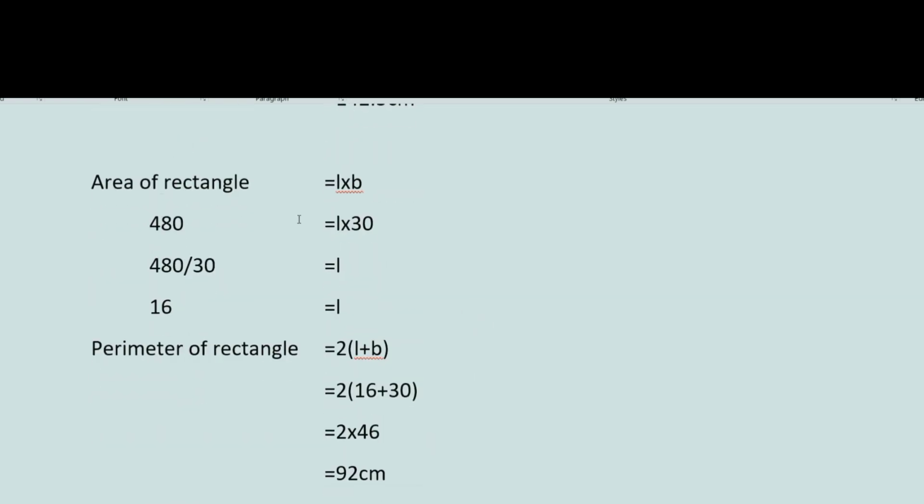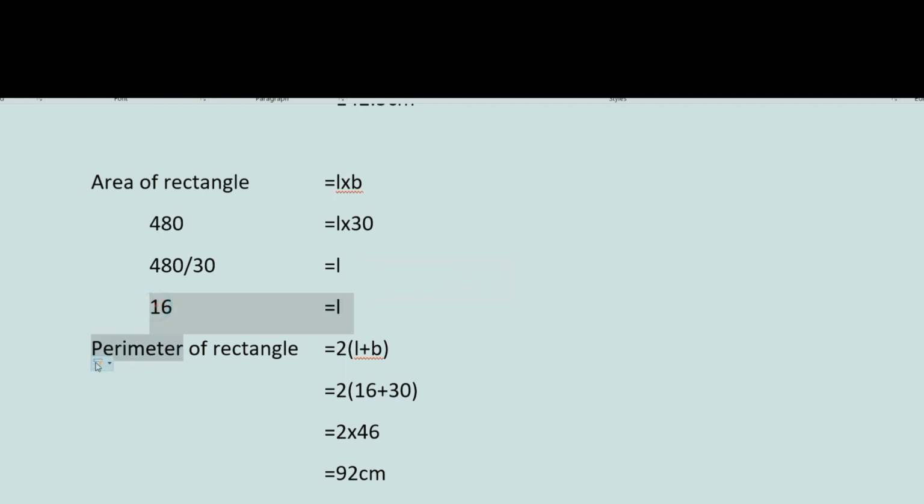So area of rectangle is equal to L into B. This is the formula. Okay, in place of area of rectangle we have put the value 480, in place of length it is L, and breadth is as it is, 30. Okay, so 30 is in multiply form. If you bring 30 this side, it will become what? Divide. 480 divided by 30 is equal to 16, means length is equal to 16.